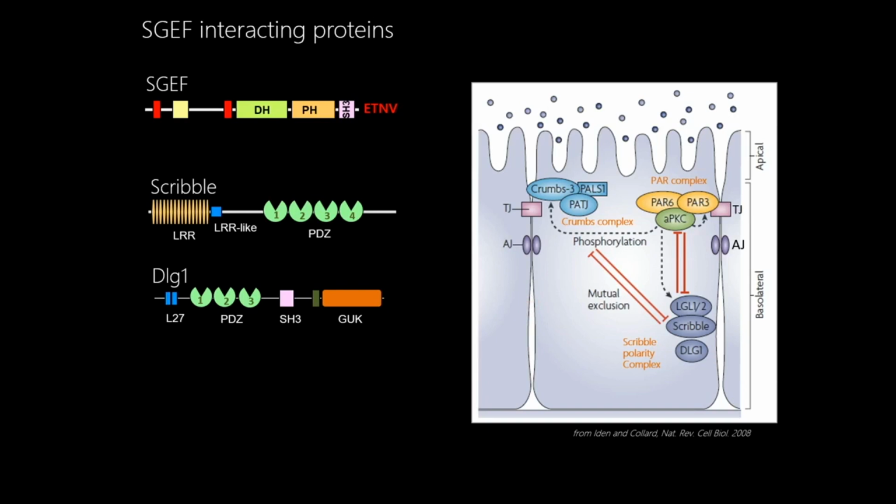Now, the formation of this very organized architecture depends on these protein complexes. Actually, 3 protein complexes that work in synchrony. One is called CRUMBS, the other one is called the PAR complex, and the other one is called the scribble complex. They all work in synchrony to establish this particular cell architecture.